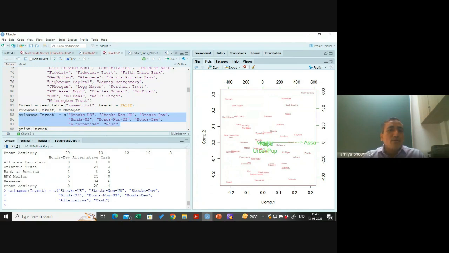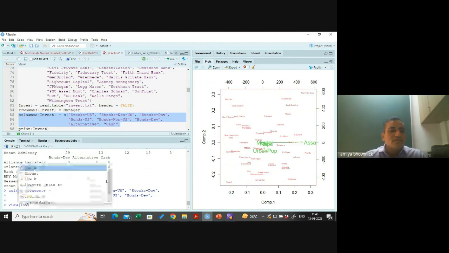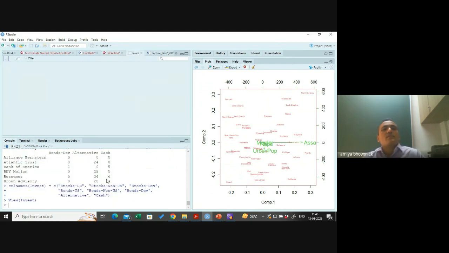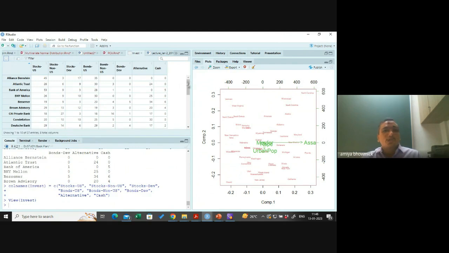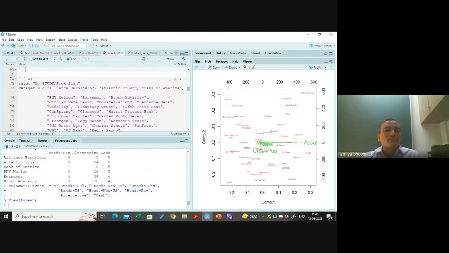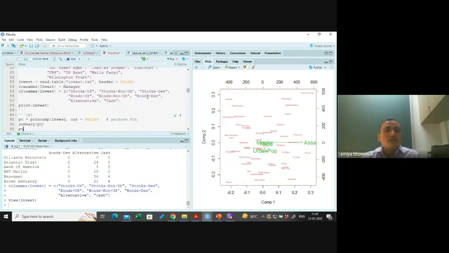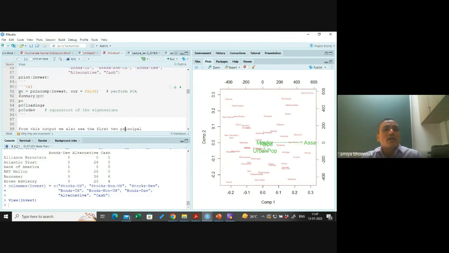Okay, so now if you view this data, invest, this is what the data set actually looks like, right? This is the data which has been shared with you, and after you run this code, you will also learn what the actual row names and column names are, right? So let us try to understand this, and perform a principal component analysis.